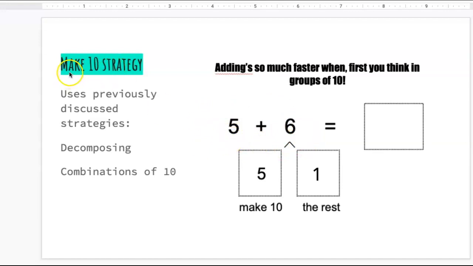If you wanted to try the make 10 strategy, the way you would do it is you would say, well, if I have 5, I know that I need 5 more to make 10. And so we can decompose 6 into 5 and 1. And then we can add 5 to make our 10, and then add the rest, 1 more. So 5 plus 5 is 10, and 1 more is 11. Let's try this a few more times.